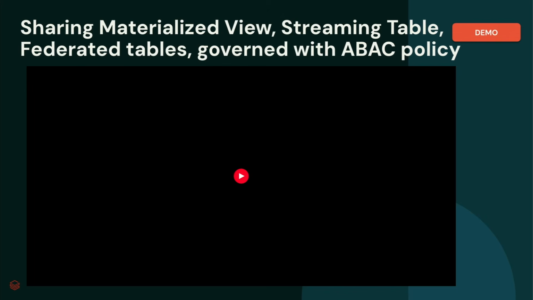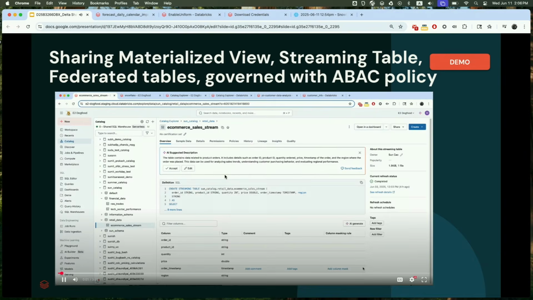Now let's see a live recorded demo of them working in action together. All right, let me first talk about it. So this will be a demo of sharing a materialized view, streaming table, and federated table together over to a recipient, and then governing that with an attribute-based access control policy. All right, cool. Now we finally have it playing.